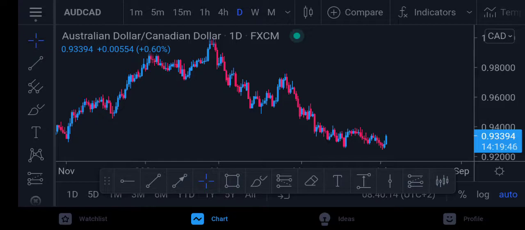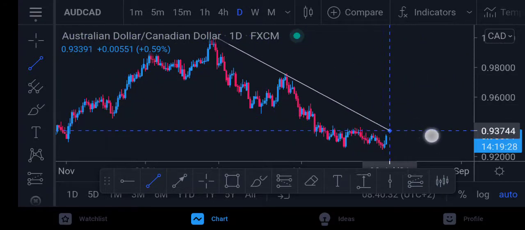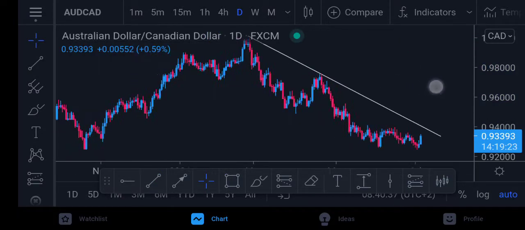So I just took this opportunity to show you how I analyzed AUDCAD and how I capitalized on that movement. So yeah, when I came into the chart last week, what I did was draw my trend lines like this, identifying a downtrend.